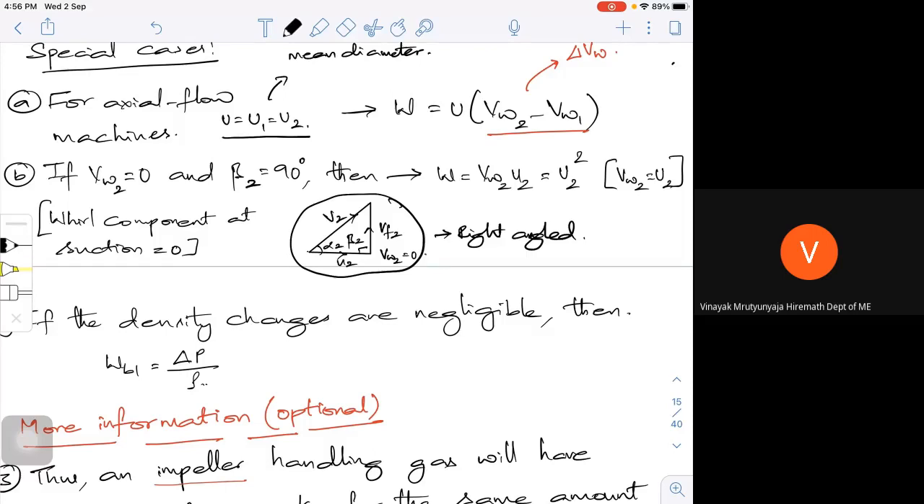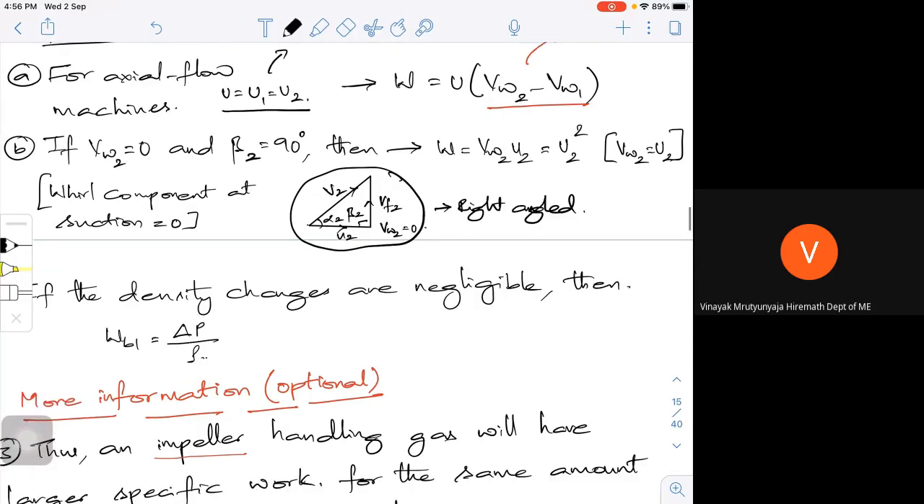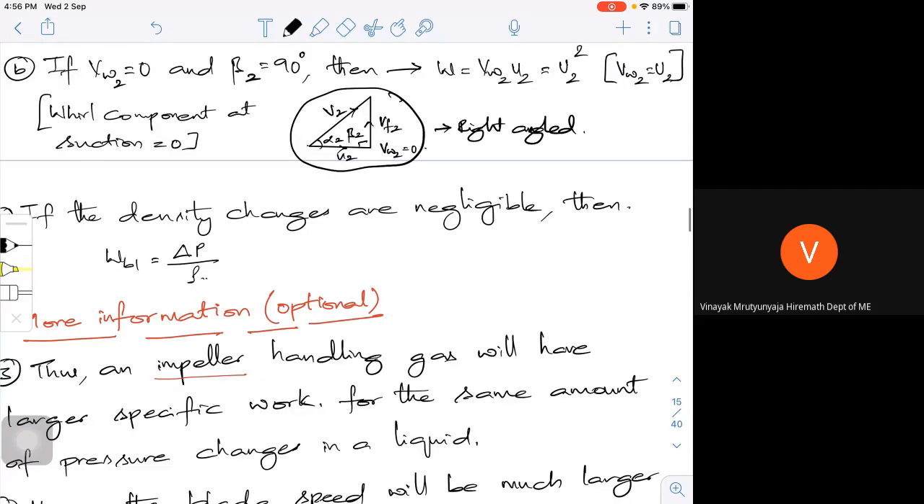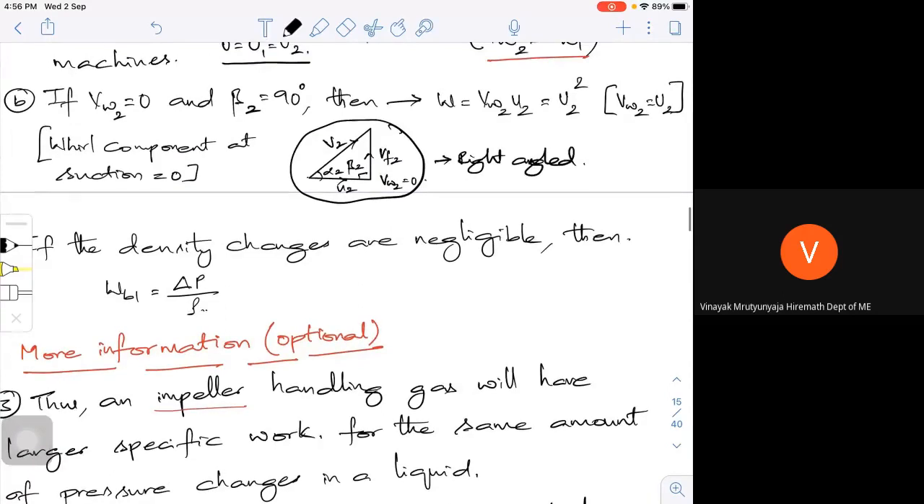Now, if the density changes are negligible, then we simply put the formula you studied in your fluid mechanics, that is, pressure change by density. If I put that, I will get directly the work. Anyhow, this kind of machine we hardly use in this particular course. But still, let us know that if the density changes are negligible, it's simply the change in pressure for a given density. That's it. That will be your simple formula.